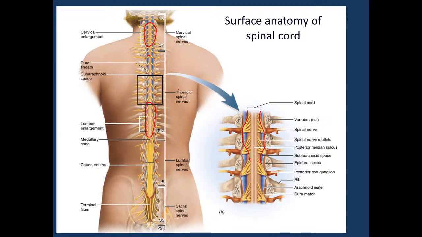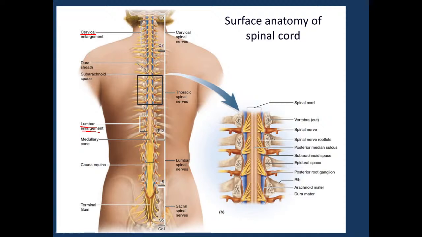And there are two enlargements in the spinal cord. First, we call it the cervical enlargement. It is the first and superior one. And the inferior enlargement we call the lumbosacral enlargement. This is the second enlargement, in the lumbosacral region.